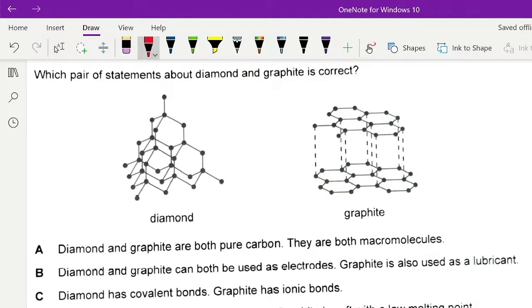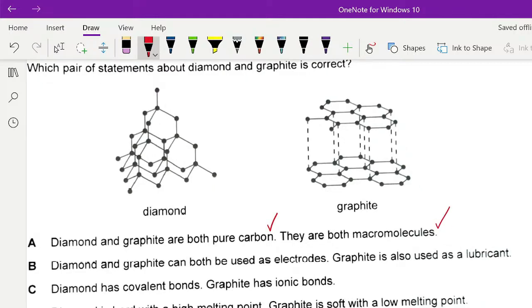Which pair of statements about diamond and graphite is correct? They are both pure carbon. This is correct. They are both macromolecules. Yes, they are giant. Diamond and graphite can both be used as electrodes. This is wrong. Only graphite can be used as an electrode because graphite conducts electricity while diamond doesn't. Graphite also can be used as a lubricant.